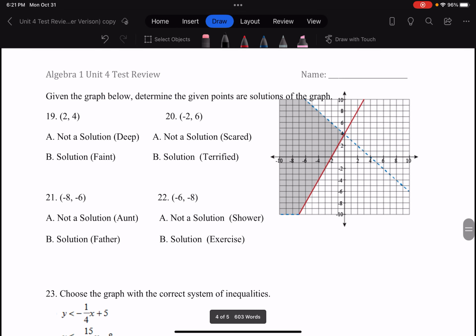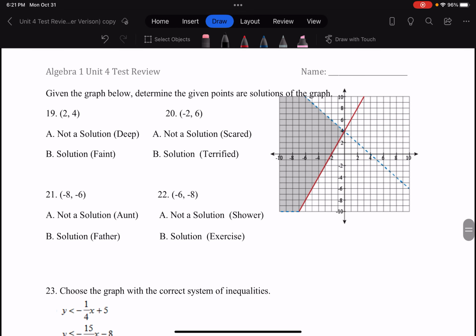Which moves us on to problems 19 through 22. So it says, given the graph below, so I'm looking at the system of linear inequalities, determine if the given points are solutions of the graph. So we're going to start with the point 2, 4. Right 2 and up 4. This is not in my shaded region, so it's not a solution.